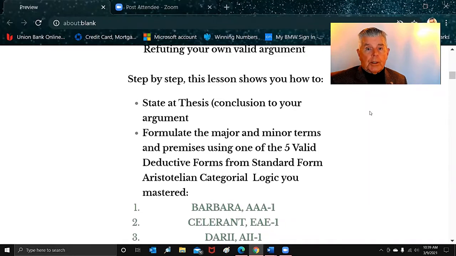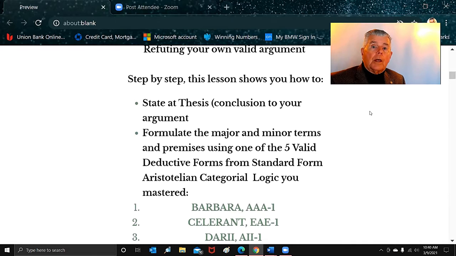Here, as you can see on the screen now, step by step, this lesson will show you how to, first of all, state a thesis. Now, the thesis is going to be the conclusion of your argument. You start with the conclusion, and then you work backwards to construct the premises that validly lead to that conclusion by logical necessity. You already learned that.